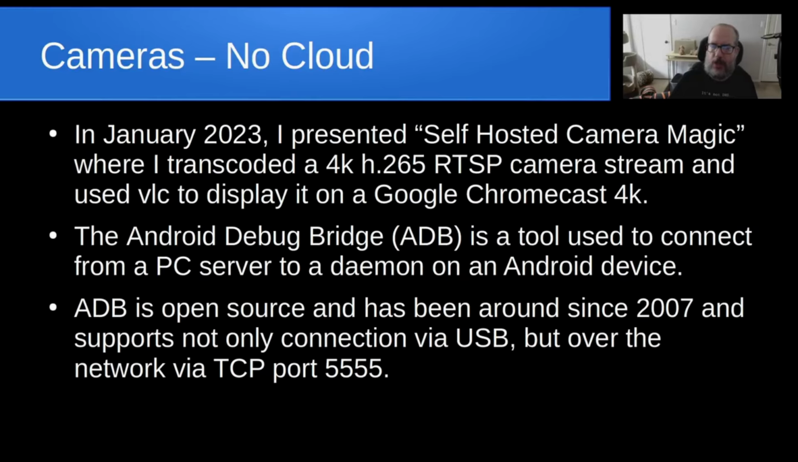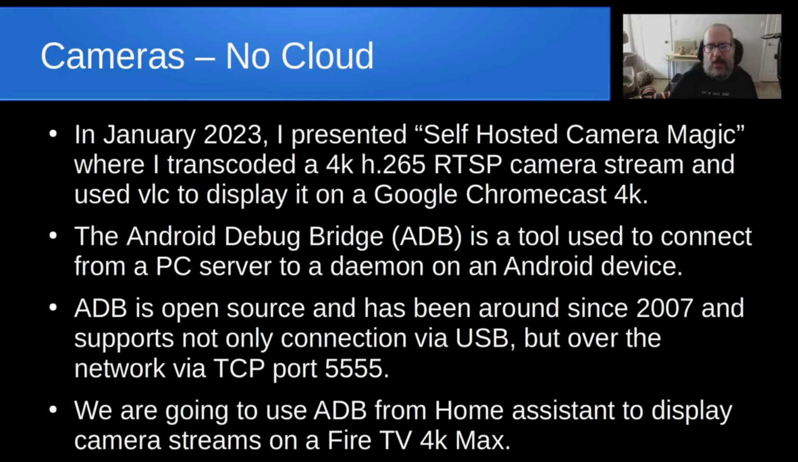And so ADB is open source and has been around since 2007, and it supports not only connection via USB, hence a lot of times it's referred to on target Android devices as USB debugging, but it can also provide connections over the network on TCP port number 5555. So we're going to use ADB from Home Assistant to display camera streams on a Fire TV 4K Max.